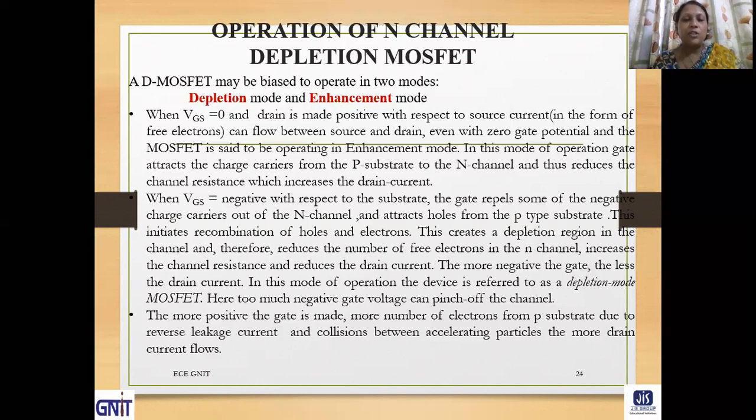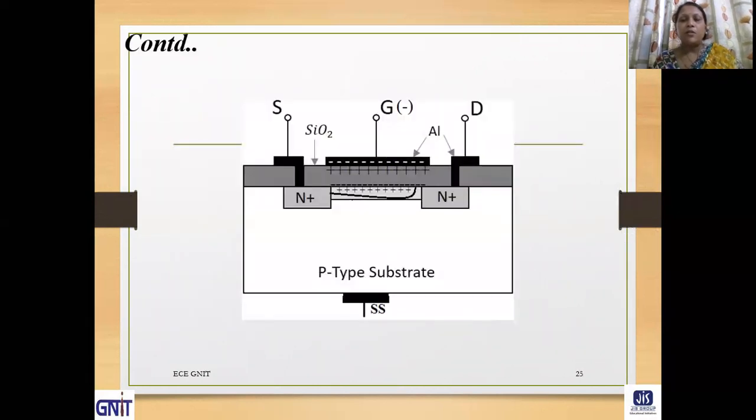When a negative voltage is applied, the more positive the gate is made, the more electrons from the P-type substrate come into the channel and more current flows. It now becomes an enhancement mode MOSFET. So this is the phenomenon. This is the depletion mode. It is acting as a depletion type MOSFET, acting in depletion mode.